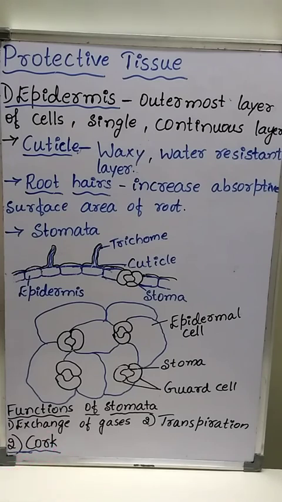And in the cork there is a substance called suberin. Suberin is the substance which makes the cork impervious to gases and water. It prevents the exchange of gases and the movement of water molecules, because suberin is impermeable to water and impermeable to gases. This is about protective tissue.